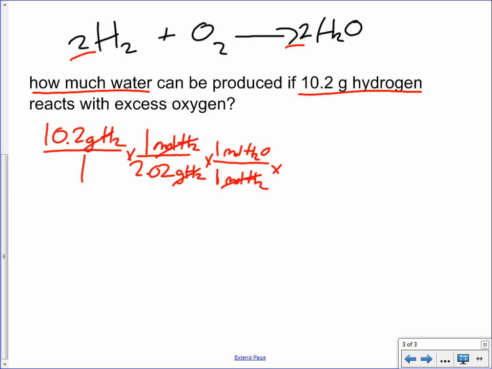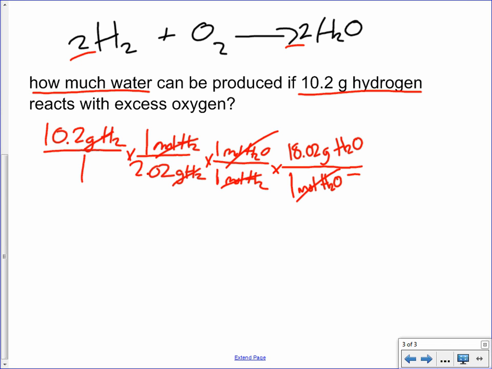So we're almost there. The final step is to convert moles of water to grams of water. Alright, so again we're going to use the molar mass of water this time. So 1 mole of water is equal to 18.02 grams of water. And that is taken from the periodic table. Okay? Cancel out our units there.